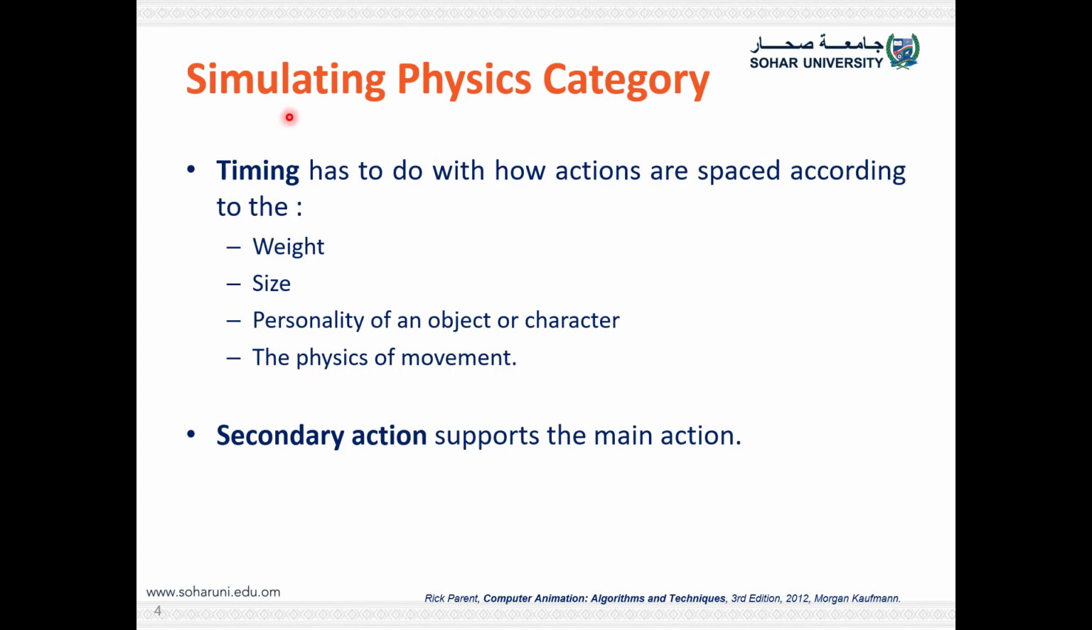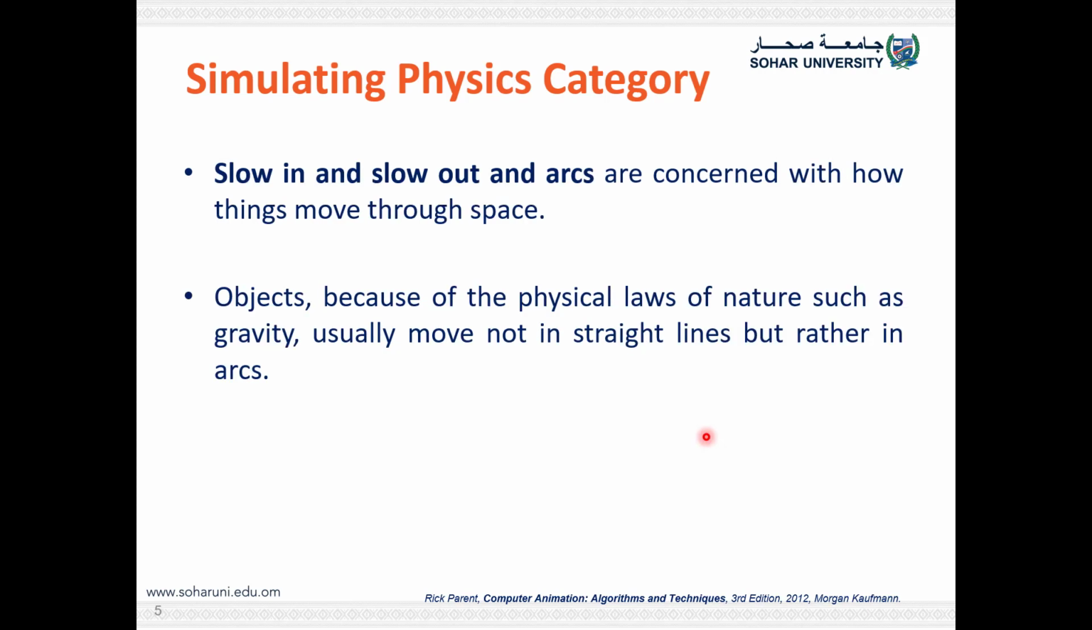Another principle under this category, simulating physics, is called secondary action. This is always used to support the main action. What's the meaning of that? For example, when you want to animate somebody who is sad, and I want to support this action, which is the sadness, I can animate the tears which are dropping down from the person's or the object's eyes. So in this case we call the tears a secondary action, to support the main action, which is sadness. This is the meaning of secondary action.